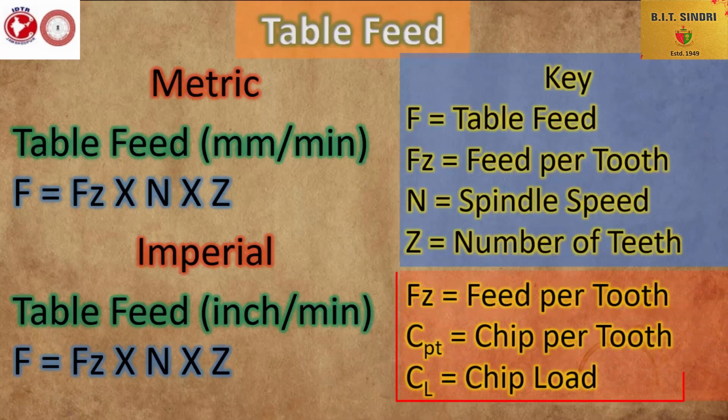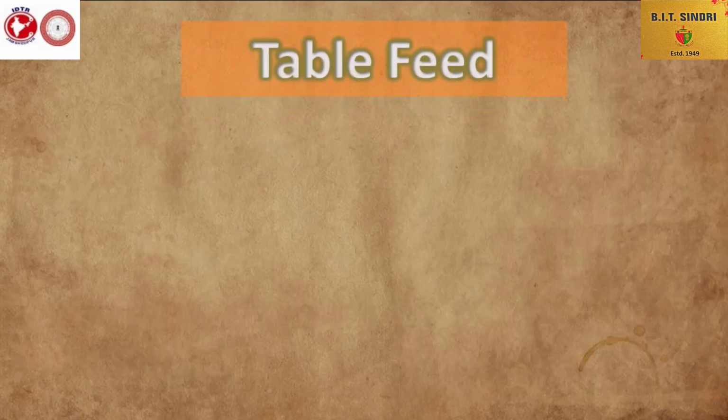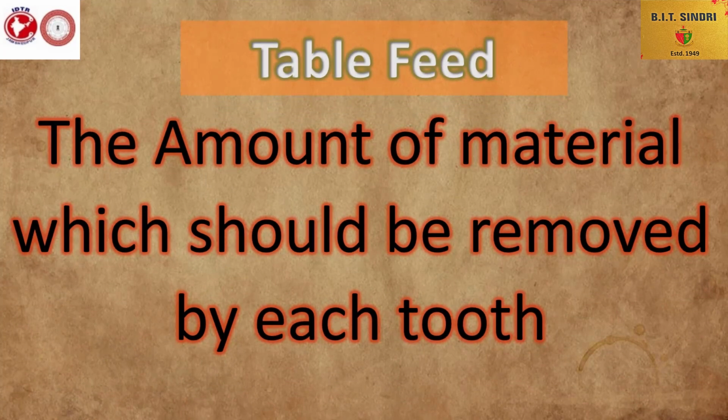So I am taking feed per tooth as FZ. You might also see it called chip per tooth, abbreviated CPT, or quite often chip load, which could be CL. It could be inch per chip or millimeter per chip, but it does not matter. It is just an empty box to hold our value so we can do an equation. Feed per tooth basically means the amount of material removed by each tooth as it cuts our part. So let us have a look at how we are going to do this equation.